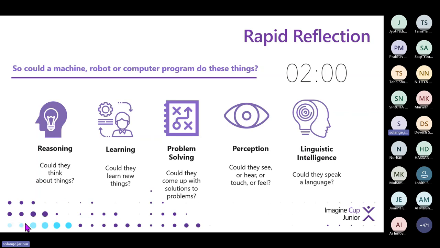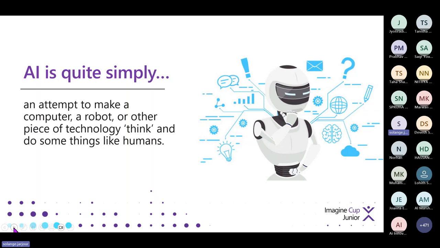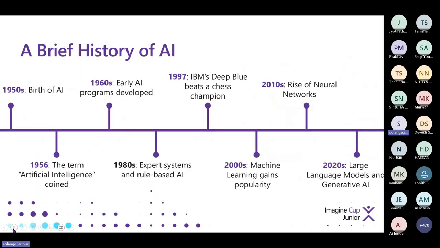So once we are able to find these attributes in a machine, then we can say that this machine is intelligent. Okay, so let's proceed, me and you, and define AI. As you mentioned, it is as simple as the attempt to make a computer or a robot or a piece of technology to think and do something like humans. Let's proceed to see a brief history about AI. So we started recently to hear the term artificial intelligence, correct?